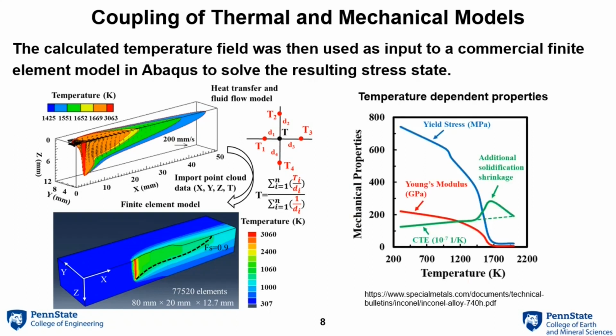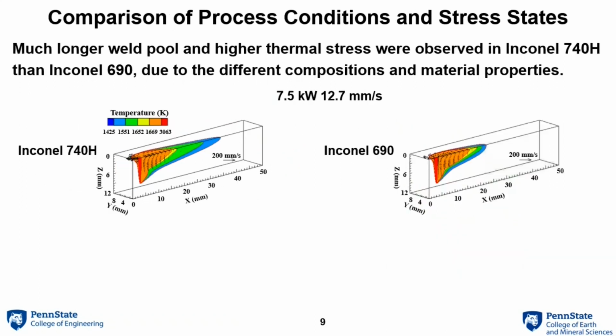There are also some important input variables, such as the yield stress, Young's modulus, and the coefficient of thermal expansion. These properties are all temperature-dependent, and this information was obtained from the alloy manufacturer. We can then start comparing the process conditions and the stress state between the two alloys.